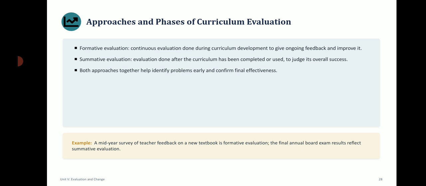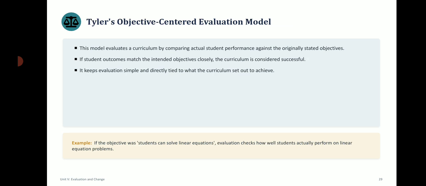Here we have the phases. Formative evaluation is continuous evaluation done during the curriculum development, and summative is done after the curriculum is completed. So formative is ongoing, summative is after completion, and both help in the early and final stages. Okay, so this is fine.